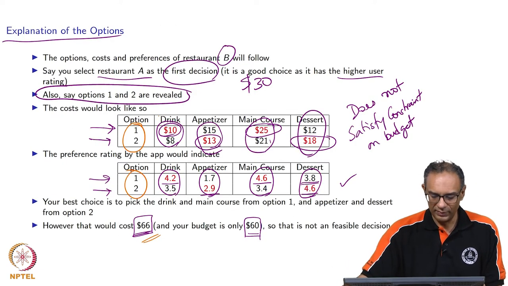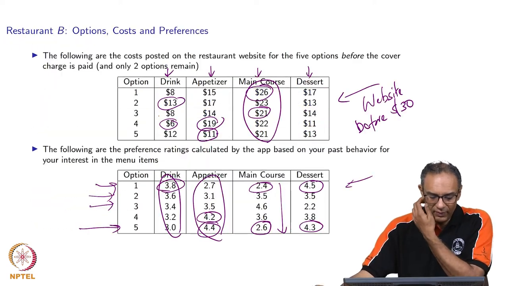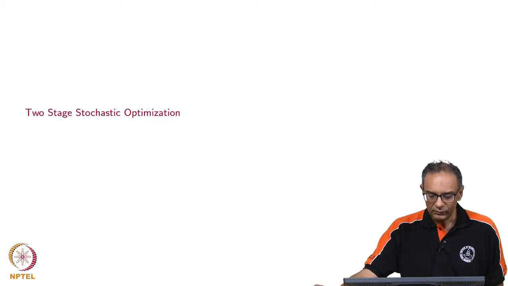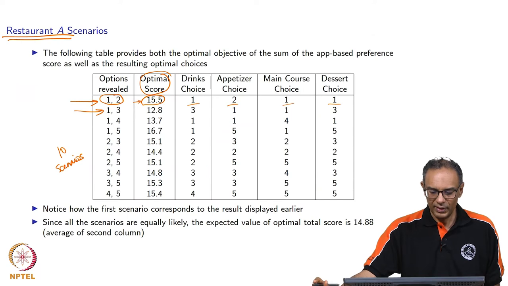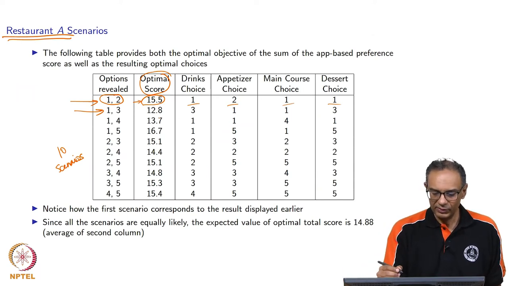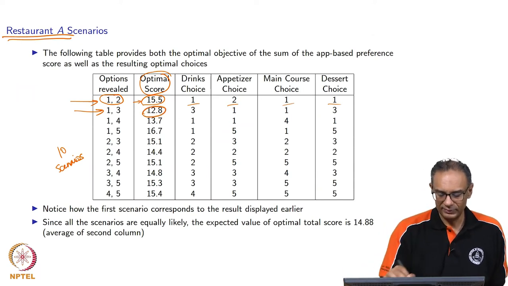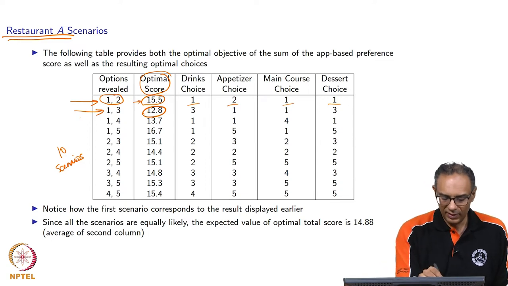Okay, so let's say options 1 and 3 are revealed. Then what happens is the total cost is going to be equal to 12.8, all right. Now similarly, if options 1 and 4 are revealed, you can do a quick calculation.